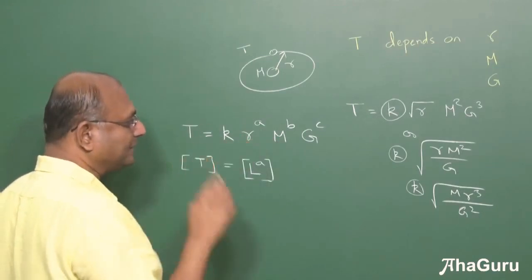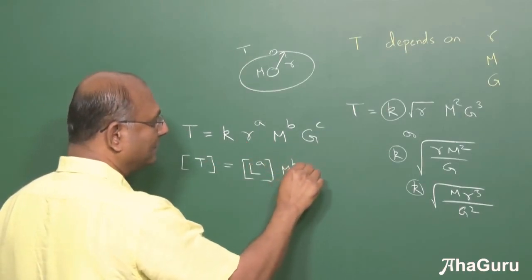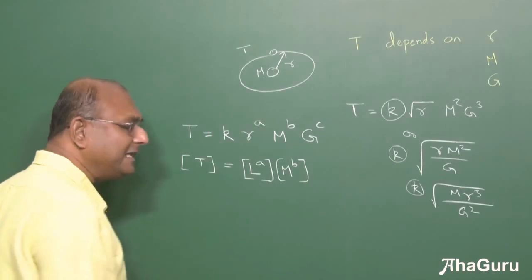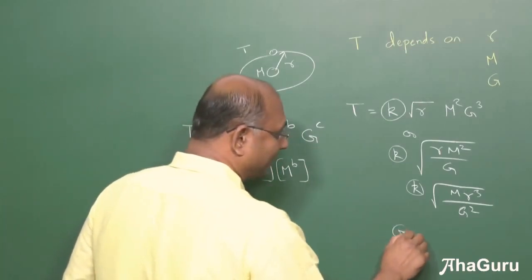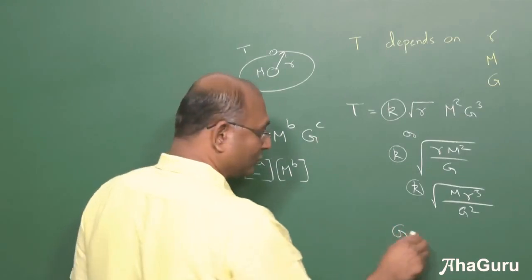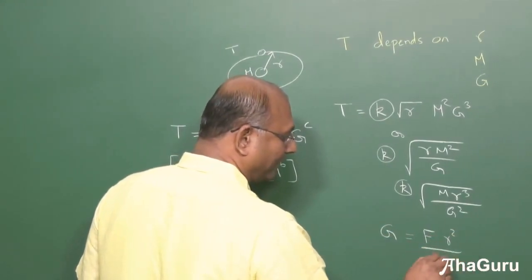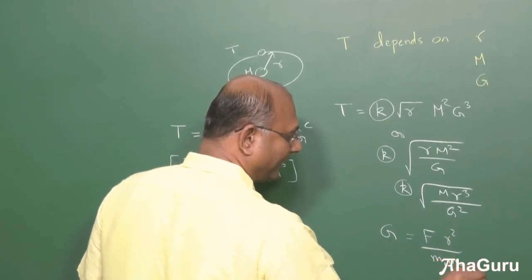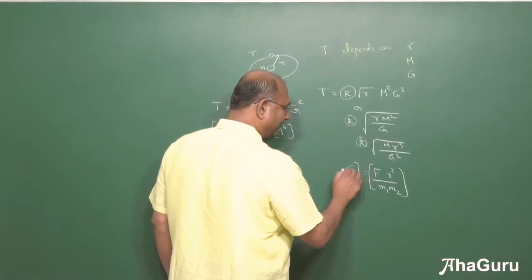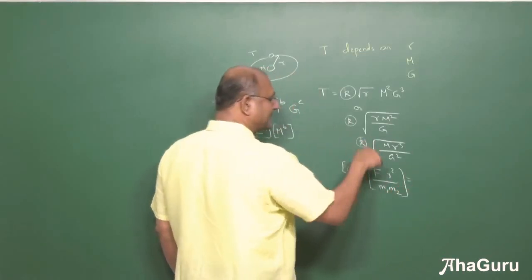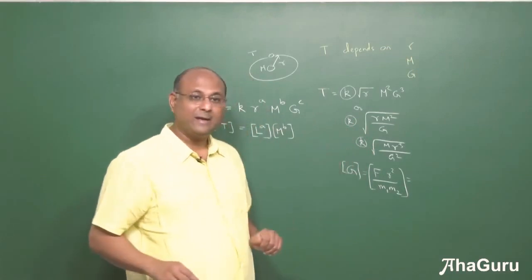R power a is length power a. Mass power b. But wait a minute, what is G? Do you remember the formula for G? G m1 m2 by r square is F. So G is F into r square by m1 m2. And so the dimensional formula for G is the dimensional formula for F into the dimensional formula for r square by m square.